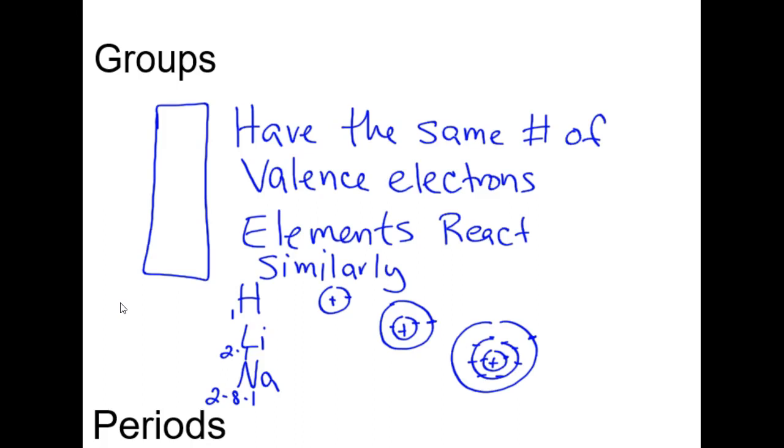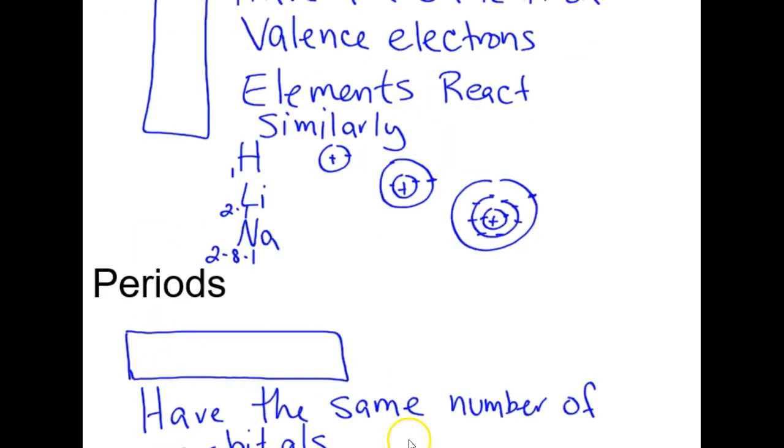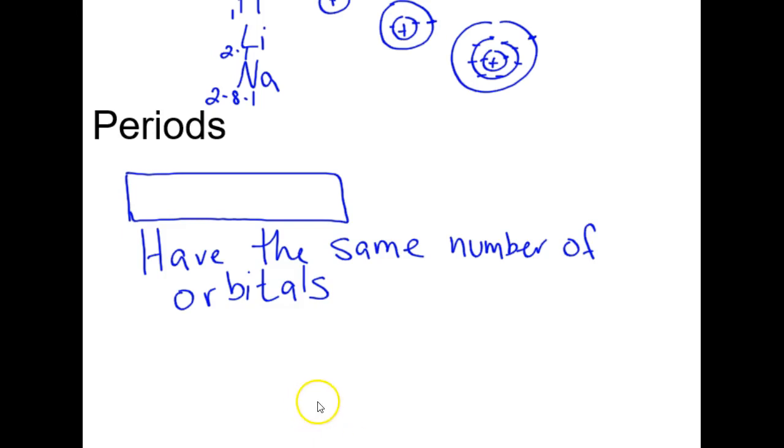react similarly. Mendeleev, when he created the periodic table, grouped elements by how they reacted, not understanding their electronic internal structure. We now know that their internal structure is what's causing them to have similar chemical properties. Elements in the same period have the same number of orbitals. So the period number tells you the number of orbitals that that element has. All of the elements in period 3 have 3 orbitals of electrons.